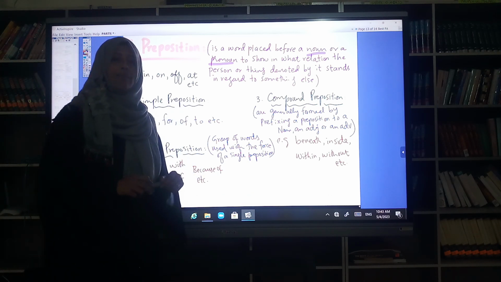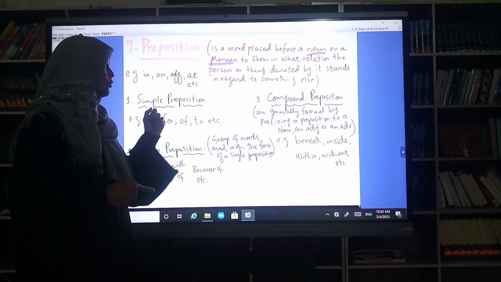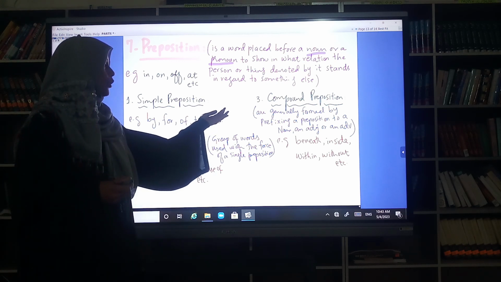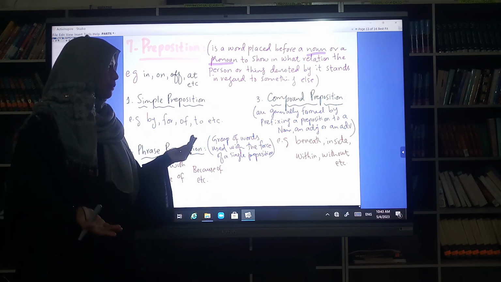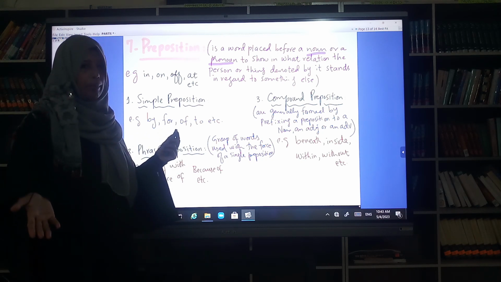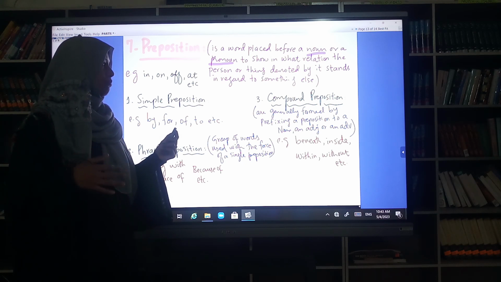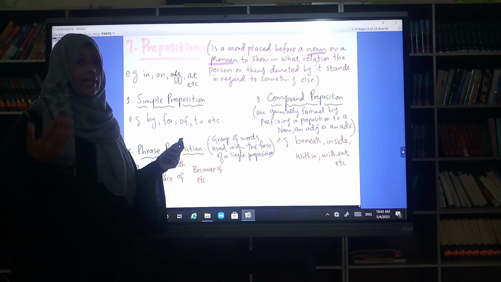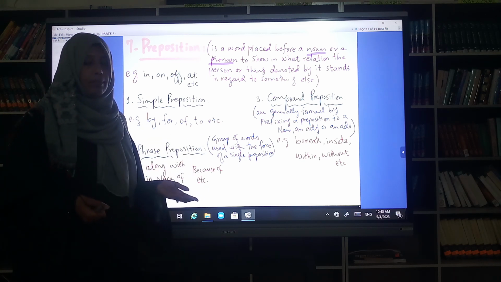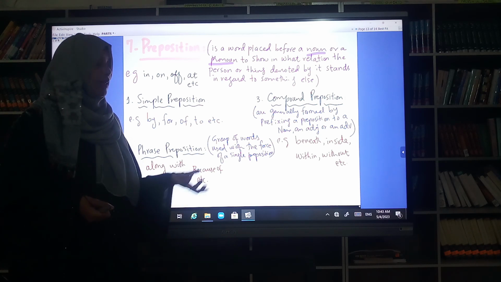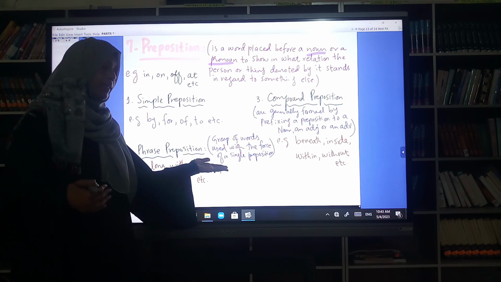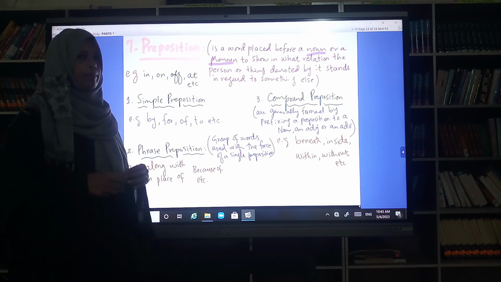Now the last part is compound preposition. As the name shows you, it is a combination of two or more than two things. Such prepositions are generally used when a prefix is added to a preposition, for example a noun, an adjective or an adverb is already given, and before it as a prefix you add some preposition, then it will become a compound preposition. For example, beneath, inside, within, without, etc.